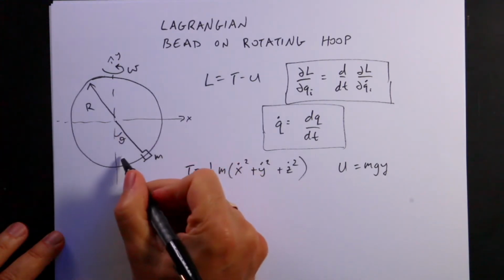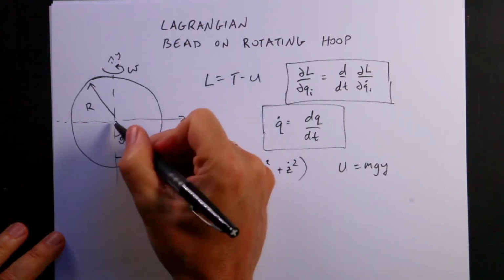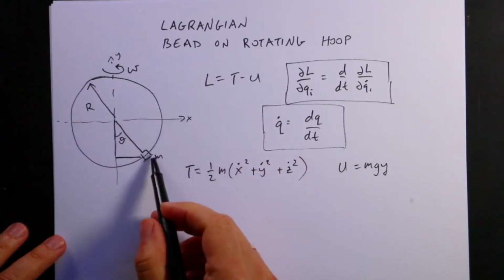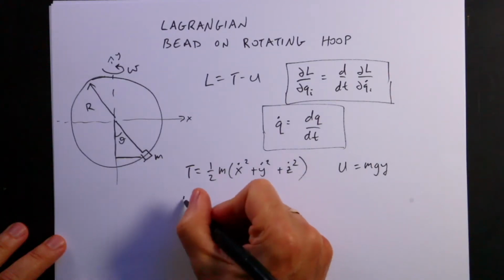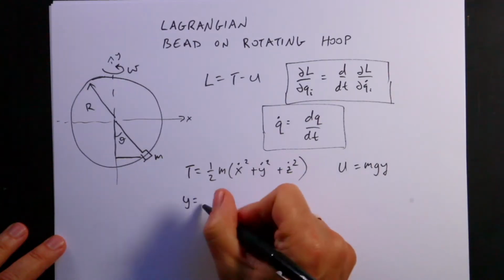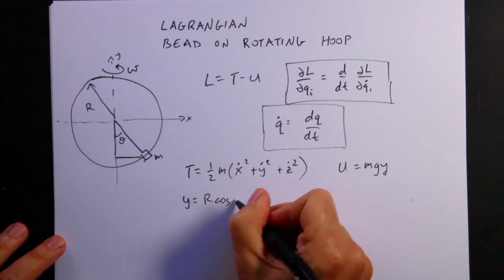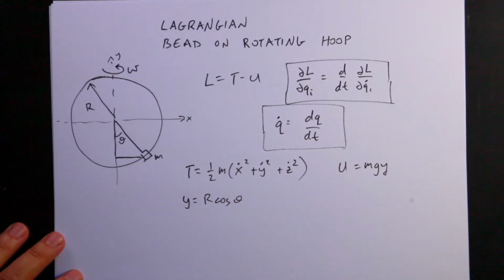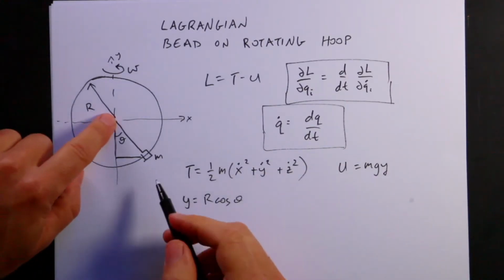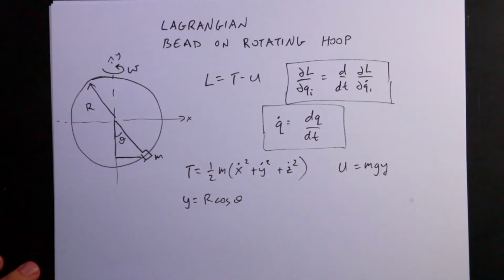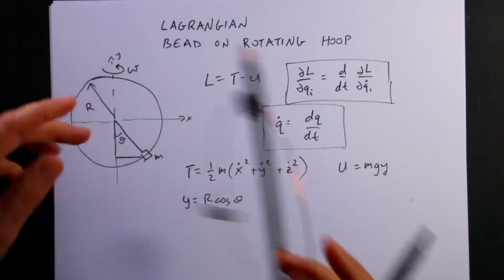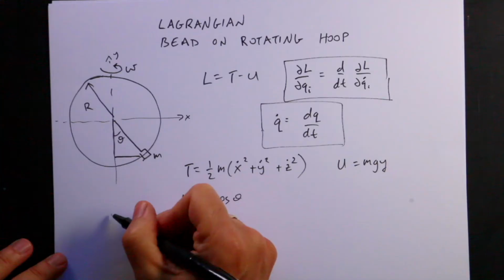Okay, so in this case right here, I can find the y value of this mass pretty easily. I can say y equals r cosine theta. That's pretty easy because no matter where this is rotating around, remember, this is still... let me draw a top picture. Here's the top picture.